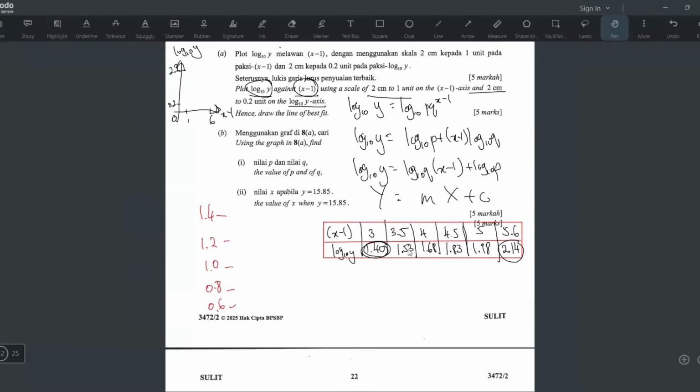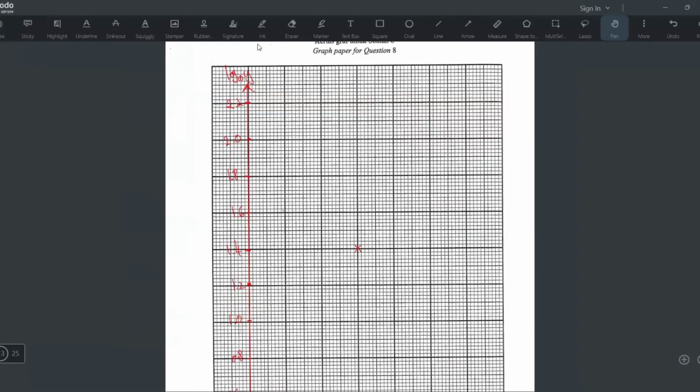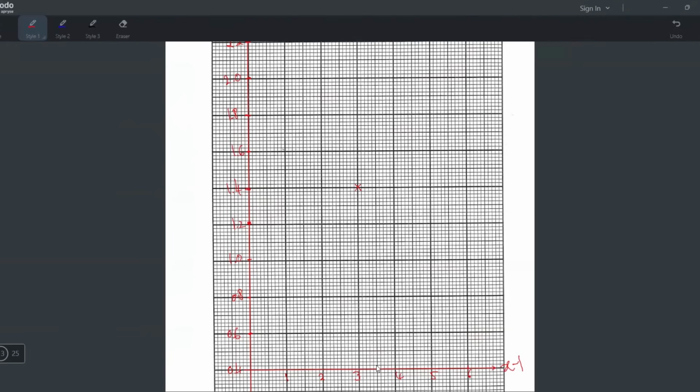Okay, next one. 3.5, 1.53. Okay, where's 3.5? Okay, 3 and 4 middle is 3.5. 1.53. Okay, you can naik sampai 1.5 first. This is 1.5. 1.4, 1.6 middle, right? Okay, 1.5 naik satu kotak is 1.52. And then naik lagi half lah. Then that's because you want 1.53, right? So I repeat, 1.5 naik satu and then naik half.